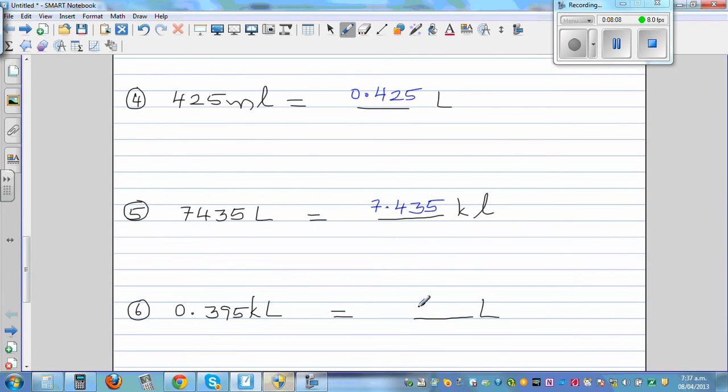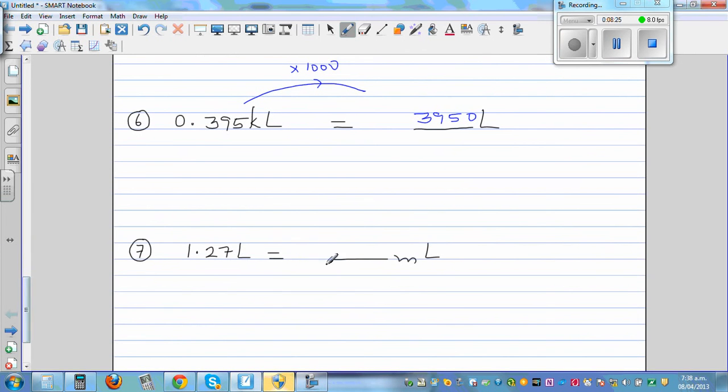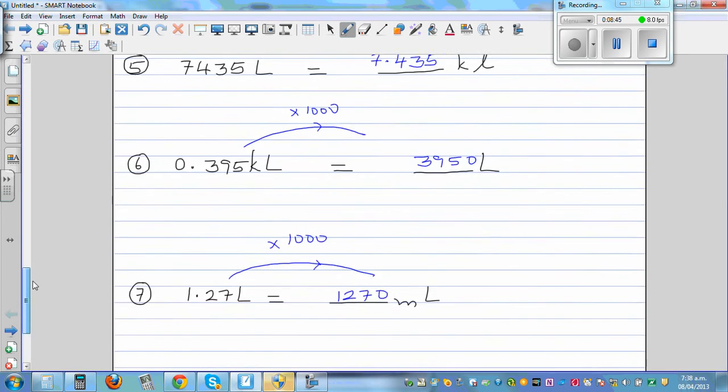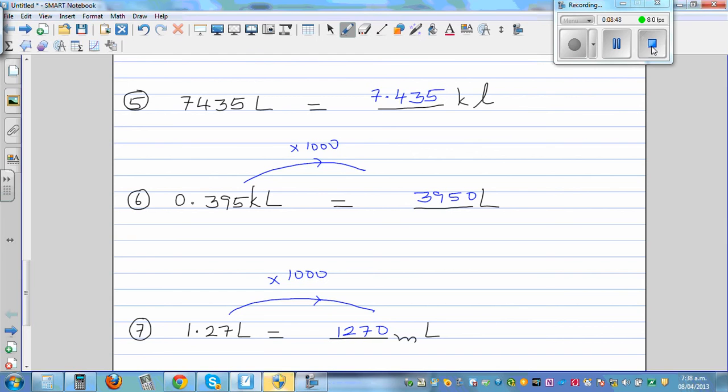Now from kiloliters to liters, let's do it without looking at the chart. Is the number going to get bigger or smaller? It's going to get bigger, so you have to times it by 1,000. So this will be 3,950 liters. One more question. From liters to milliliters, is the number going to get bigger or smaller? It's going to get bigger, so times it by 1,000. So it's 1,270 milliliters. You can make up your own problems and do the remaining problems yourself.